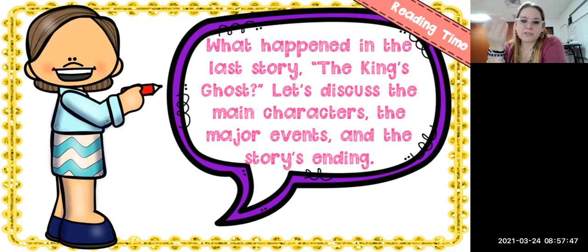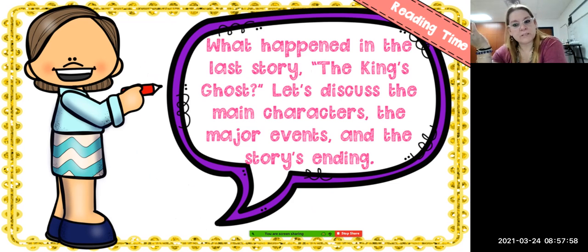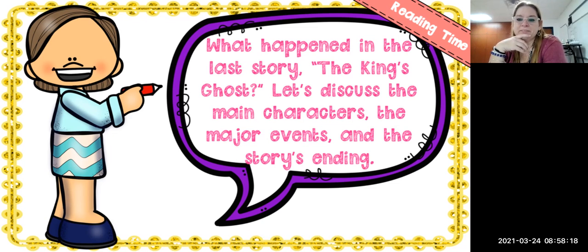Who were the main characters? Well, of course, we had King Alfred, and we had Gus, and we had the pirates, and Sir Tom was a major character also. And the events were what? What was the main event happening? So the pirates boarded the ship and they were going to try to kidnap the king and his boat. But then something scared them off.